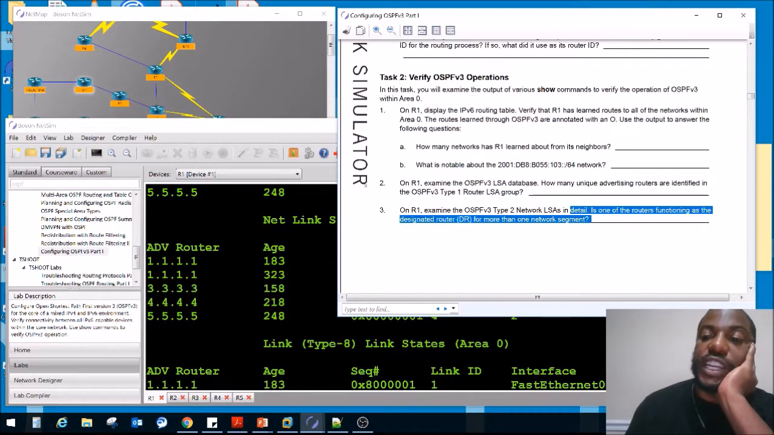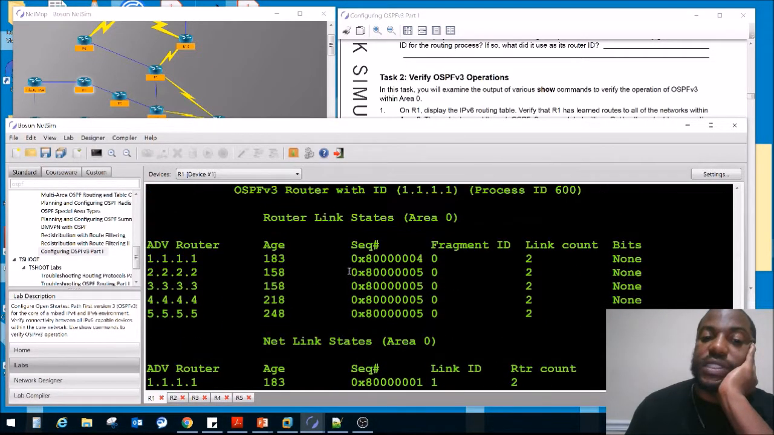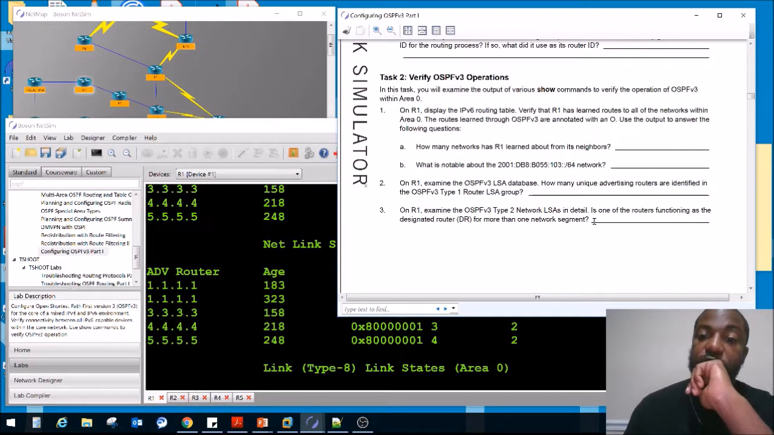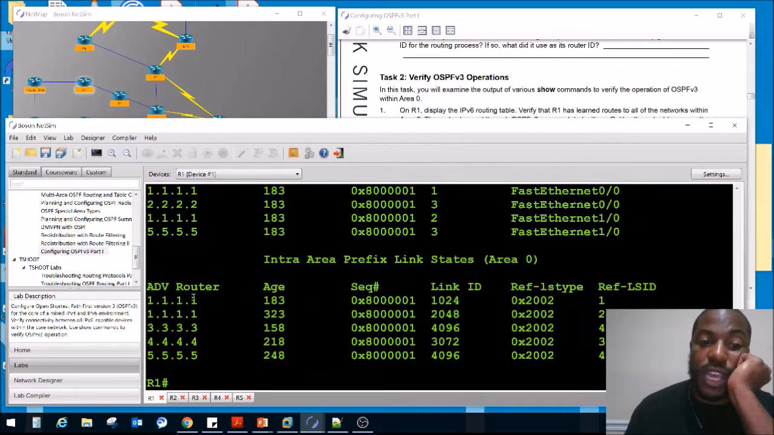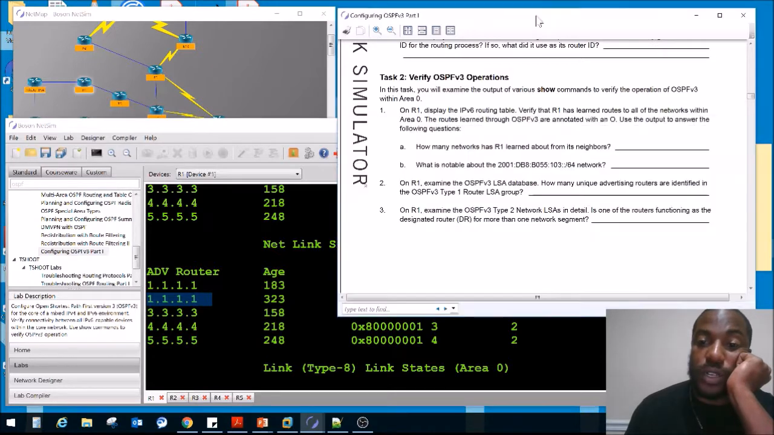Is one of the routers functioning as the designated router? Who's functioning as a designated router in the link state? Router 2, type 2s. I'm not too sure. It says count 2. Here's the link ID. It's most likely that guy. Just because he got, no, it's most likely this guy because he got the lowest age. No, it should be this guy because he's been up the longest and is usually the first one. Is one functioning as the designated router for more than one segment? Yeah, it looks like it's this guy because there's two. There's two quad ones.